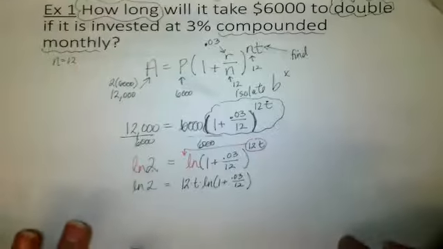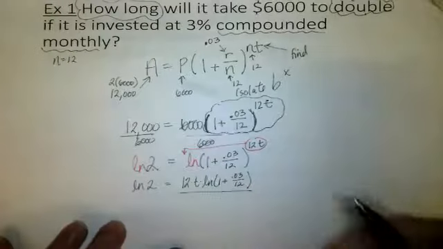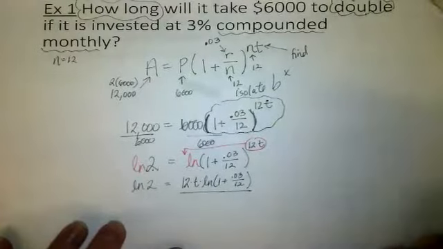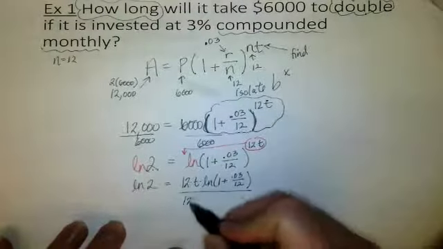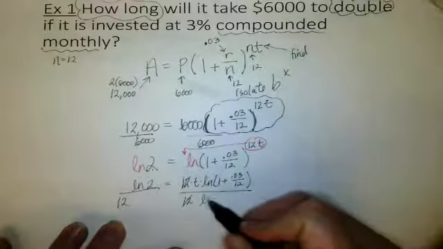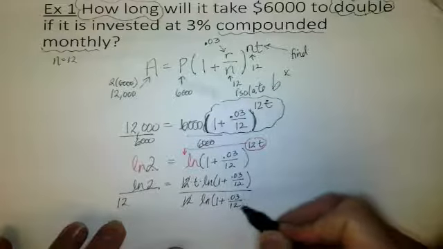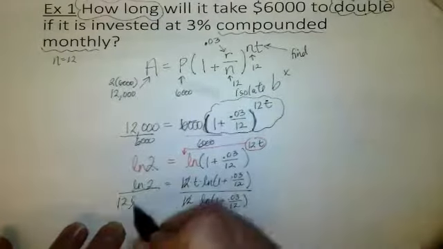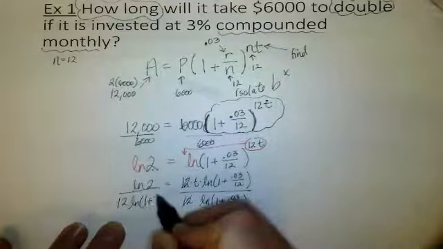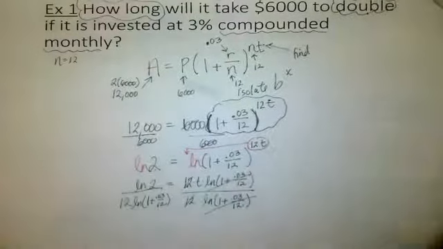Okay. So now we want to get t by itself. What do we want to get rid of? We're going to divide by the 12. We're also going to divide by the whole natural log of 1 plus 0.03 over 12.